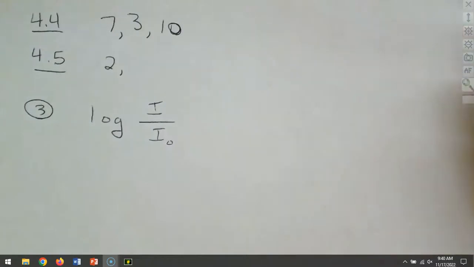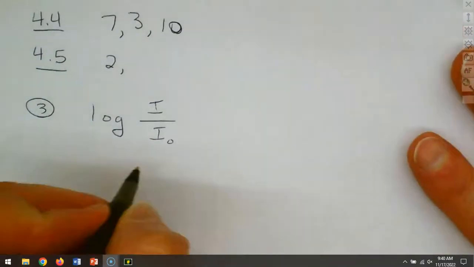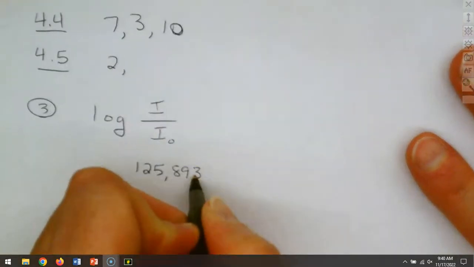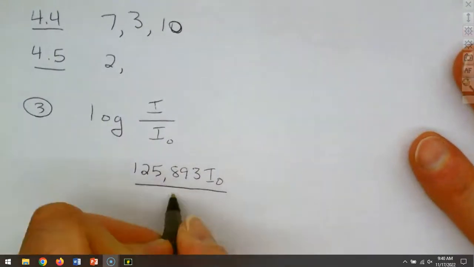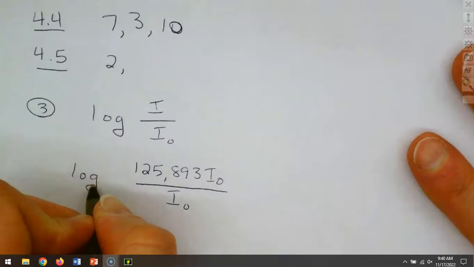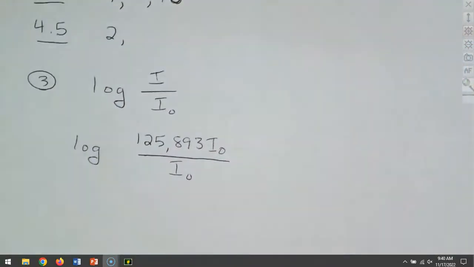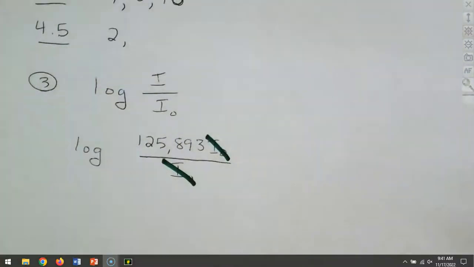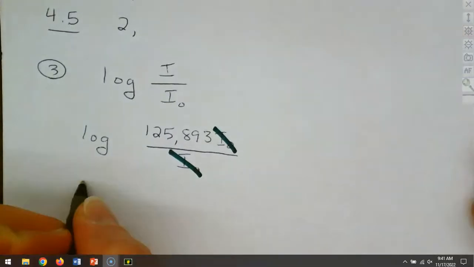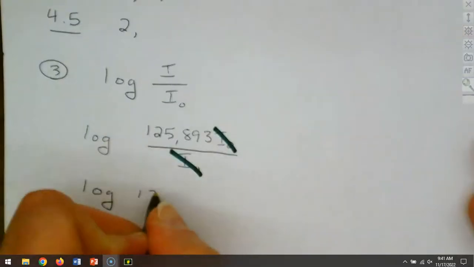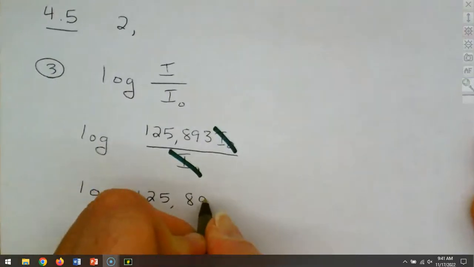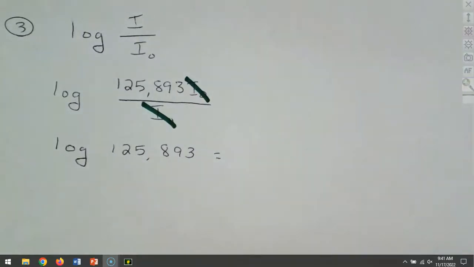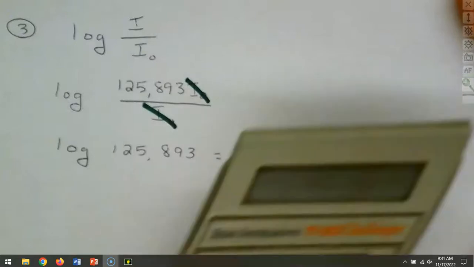So what we're looking at here is we've got our I, which is going to represent that earthquake, and it's 125,893 I naught over I naught, because that's our initial condition. Now, what's going to happen with the I naughts here? One's in the numerator, one's in the denominator, so they are gone. And now all we need to do then is use our calculator to take the logarithm of 125,893.